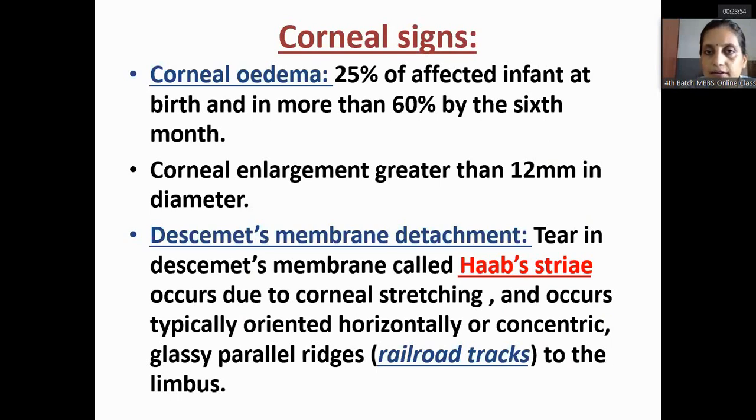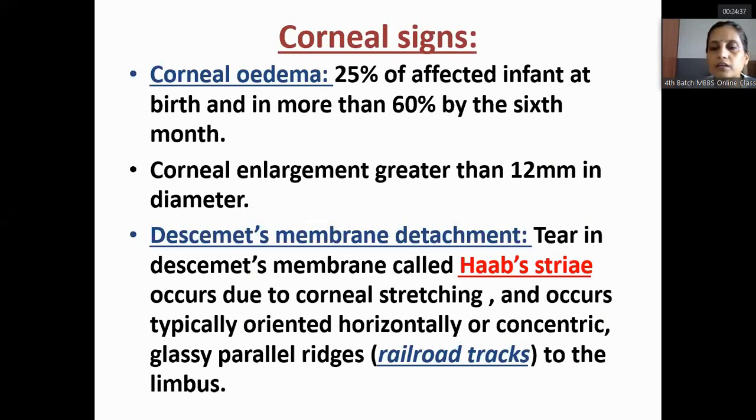So we have corneal edema. 25% of the affected infants at birth, and more than 60% by the 6th month, have corneal edema. In a child, when you see the corneal edema with the torchlight, you can see the hazy cornea, with a somewhat bluish tinge in the cornea. There is corneal enlargement greater than 12 millimeters in diameter. Then Descemet's membrane detachment. A tear in the Descemet membrane is called Haab's striae. It occurs due to the corneal stretching and is typically oriented horizontally or as concentric glassy parallel rays, which is also called the railroad track, parallel to the limbus.